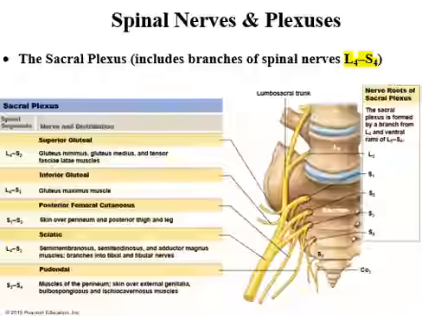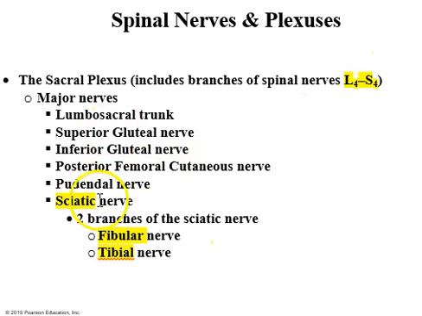Okay, big piece here is going to be that sciatic nerve, which breaks into the fibular and tibial nerves. We find that the sacral plexus is made up from L4 to S4. And the other nerves that we can have here are lumbosacrals, our superior and inferior gluteal nerves, our posterior femoral cutaneous nerves, and our pudendal nerve.